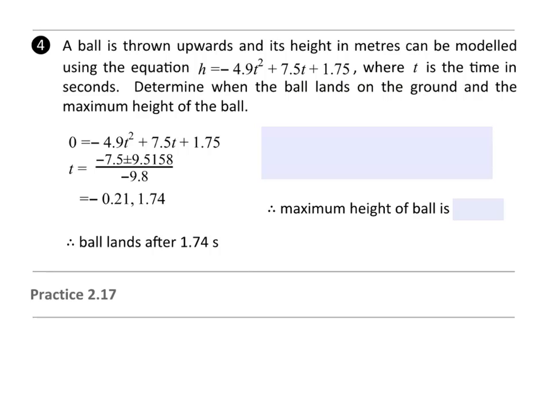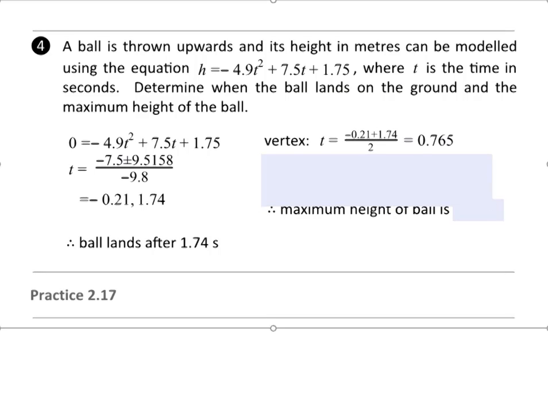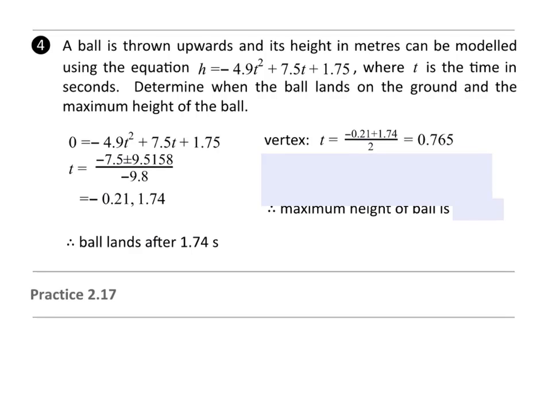We can take them, add them together, and divide by 2, and that's going to give us back the x value of the maximum height of the ball. So halfway between the two zeros is 0.765. You then take this t value here, sub it back into your original equation and solve. And you should get h is equal to 4.62. Therefore, the maximum height is 4.62 meters.